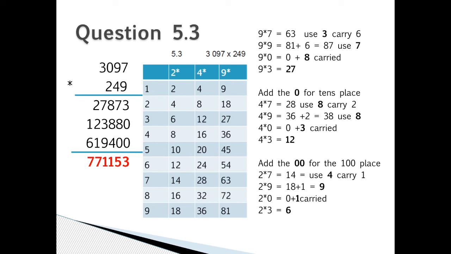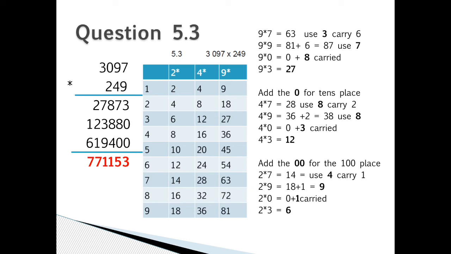4 times 7 is 28. You use the 8, carry the 2. 4 times 9 is equal to 36, plus the 2 you carry is equal to 38. Use the 8, carry the 3. 4 times 0 is 0, plus the 3 you carried. Write down the 3. 4 times 3 is 12. So the next one is 123,880. Then you add the 0 for the hundreds place.